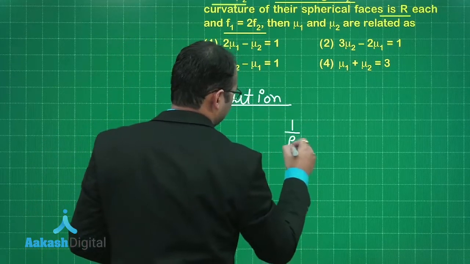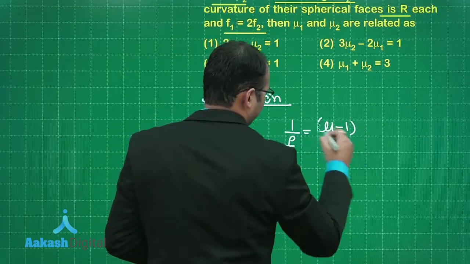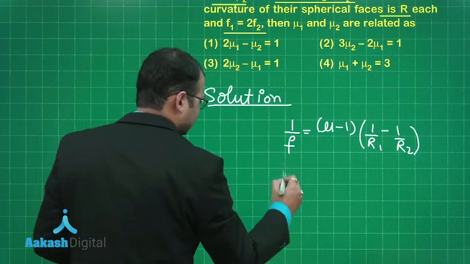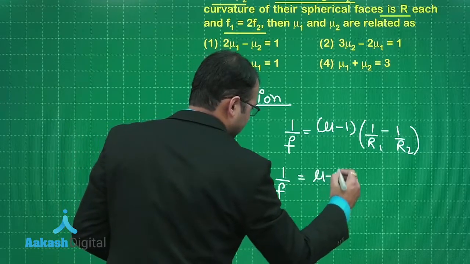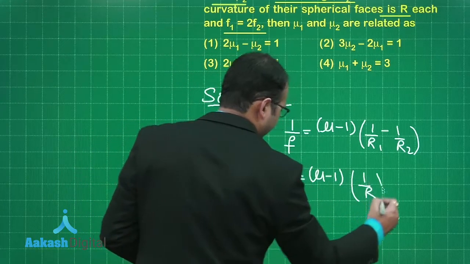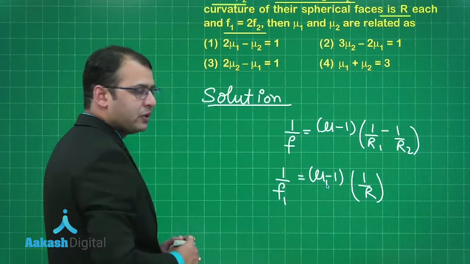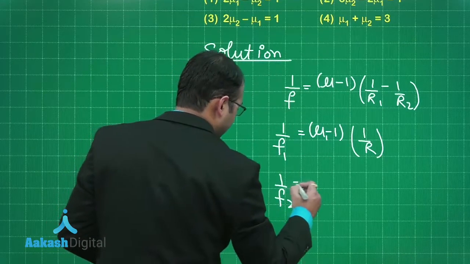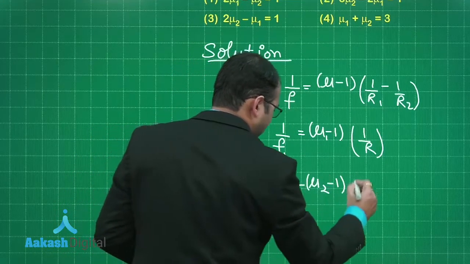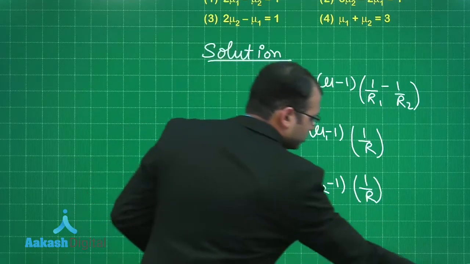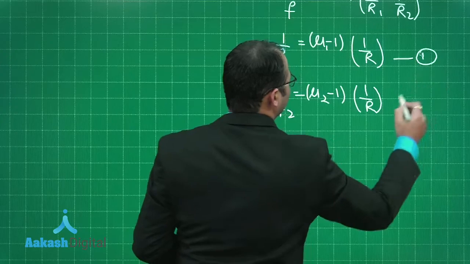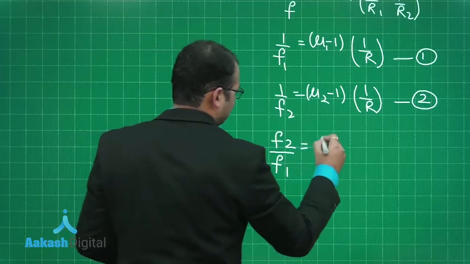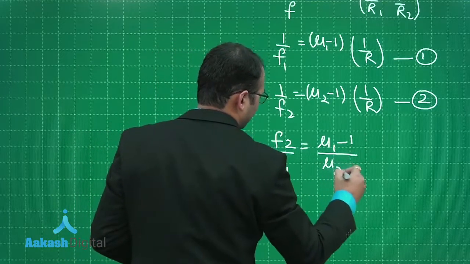Now as you are well aware with this formula, 1 by f equals mu minus 1, into 1 by r1 minus 1 by r2. For a plano-convex lens, this formula will be written as 1 by f1 equals mu1 minus 1 into 1 by r, right? And a similar case for the second lens as well. 1 upon f2 would be equal to mu2 minus 1 into 1 by r again. Now just take the ratio of these two. Let's take this as equation 1 and this as equation 2. So you get mu1 minus 1 by mu2 minus 1.